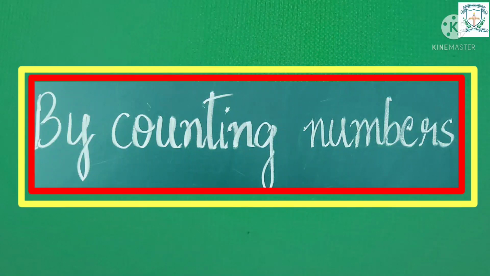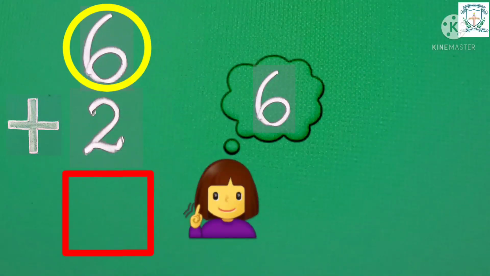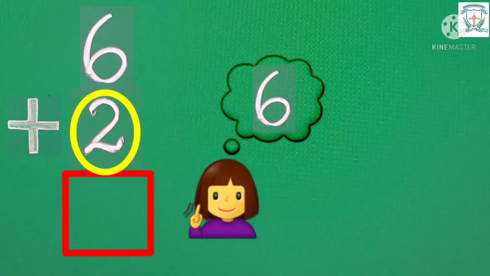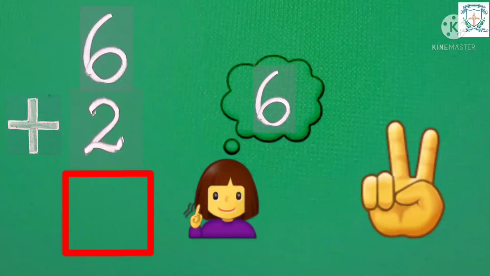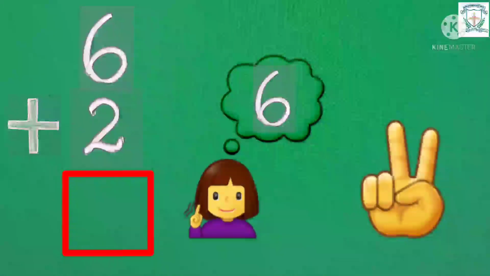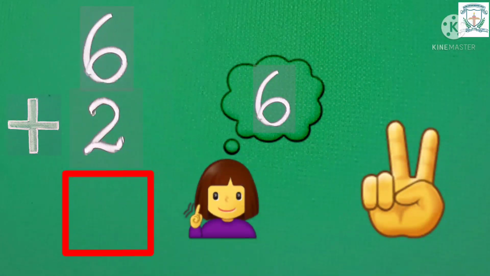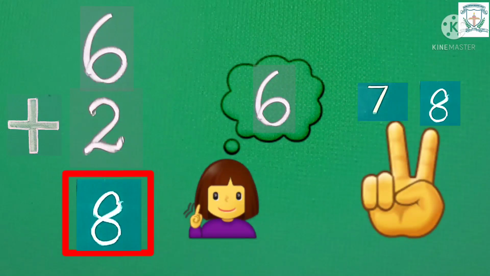Let us learn the concept of vertical addition by counting numbers forward. We shall add and write the sum. Here we have 6 plus 2. The first number 6 is kept in the mind and the second number of fingers should be kept up, that is 2 here. Now we read it as 6 in the mind and 2 fingers up after 6: 7, 8. So we reached the number 8. We can say that 6 plus 2 is equal to 8.